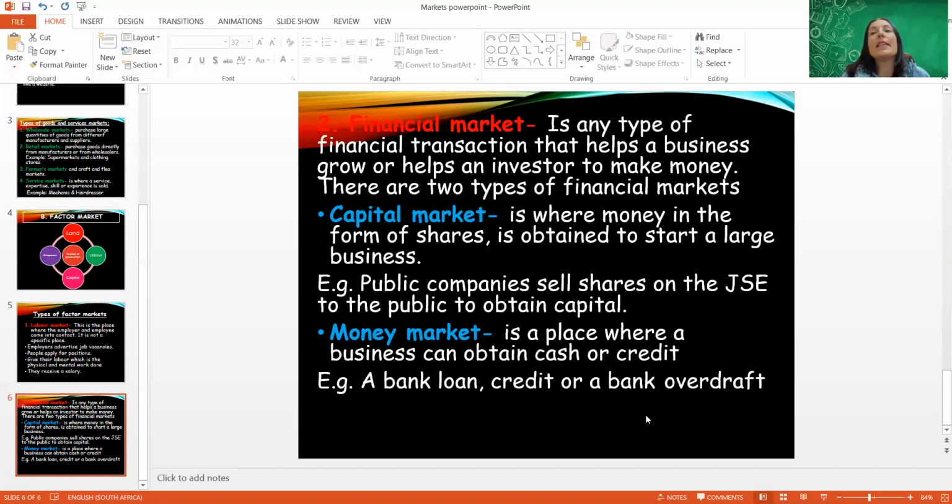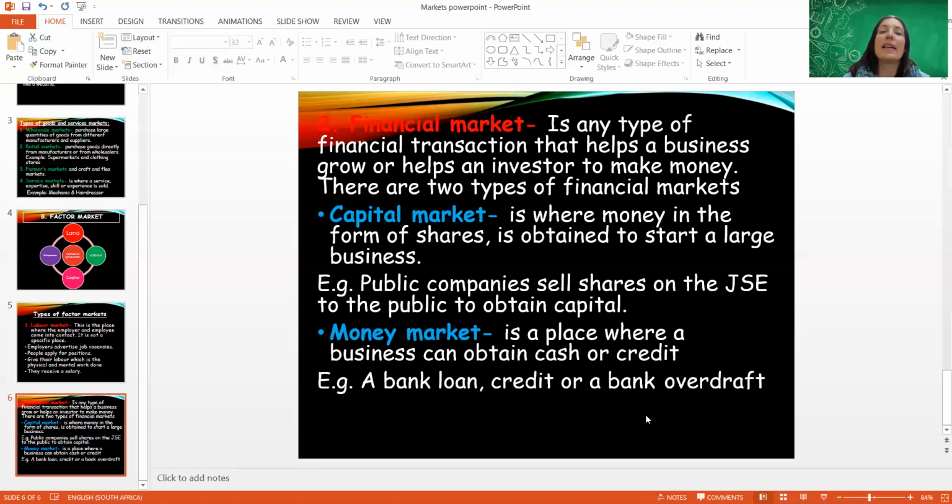Now, the money market, once again, is a place, it can be virtual as well, where a business can obtain cash or credit. So, say, for example, you do not have a public company. What are you going to do in order to get some money? You can apply for a loan at the bank, some extra credit, or a bank overdraft on your bank account. And there you will have access to cash in order to run your business, pay your employees, or buy stock, as an example.